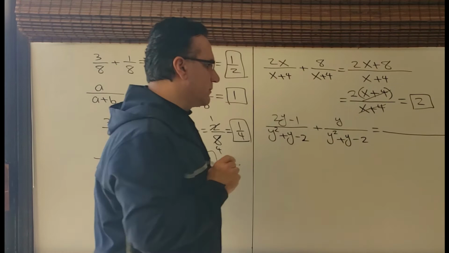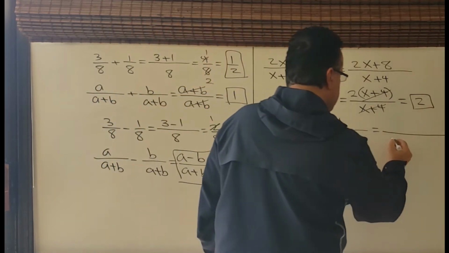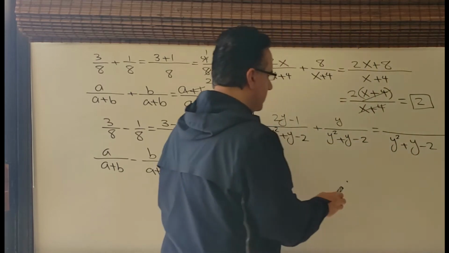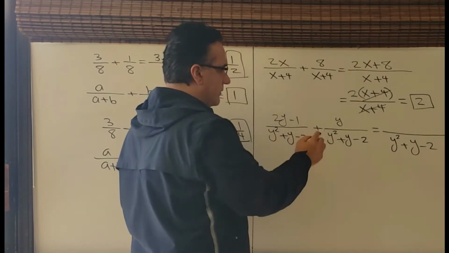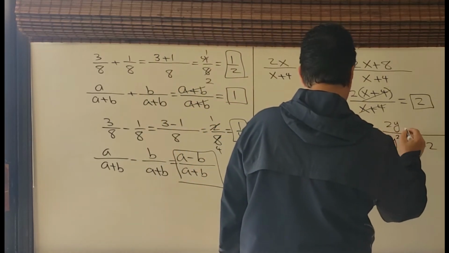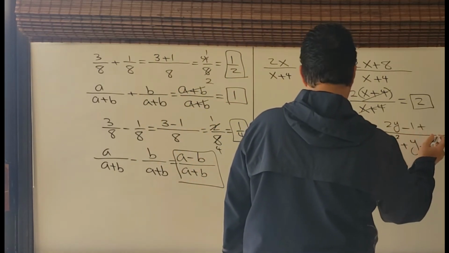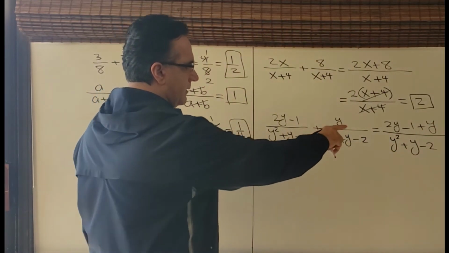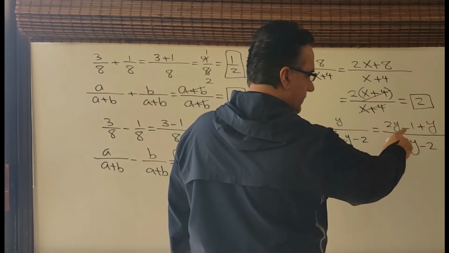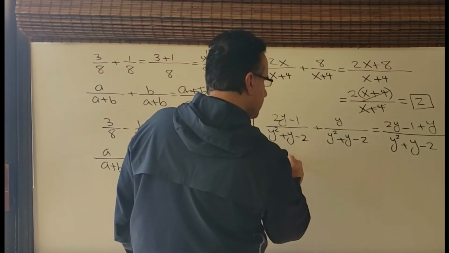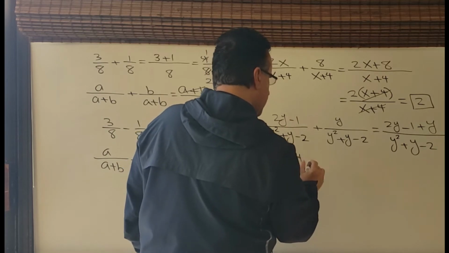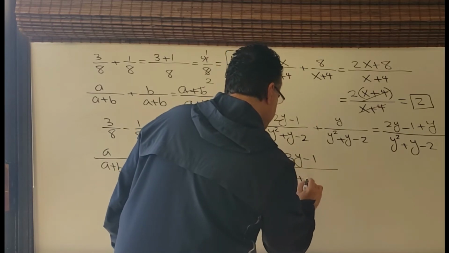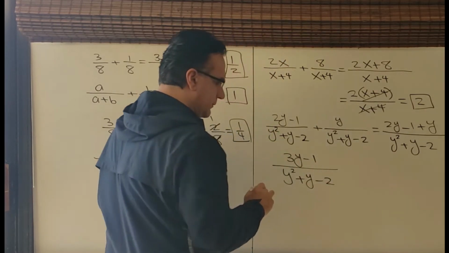Okay, now that you're back, you know that we can keep the common denominator, y squared plus y minus 2, and we go ahead and combine the numerators. So when we combine those, we end up with 3y minus 1 over y squared plus y minus 2.